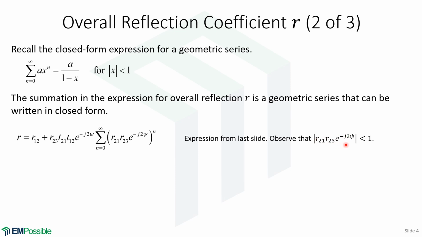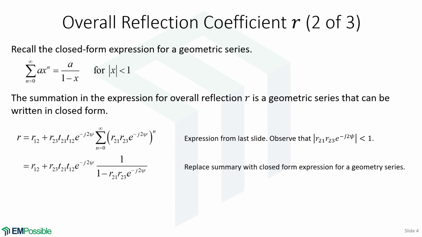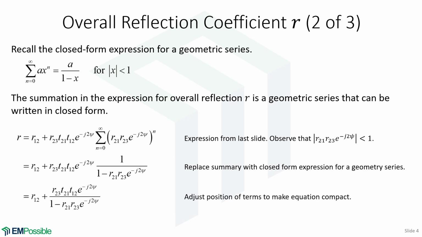And we'll look at the absolute value of this stuff, and that is absolutely less than 1. So that means this is a geometric series and it will converge. So instead of writing the summation, I can now use this closed form expression for a geometric series and just write that immediately. And then the last thing I'll do is bring this collection of terms into the numerator here to write it a little bit more compactly.